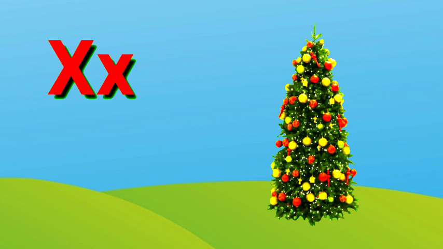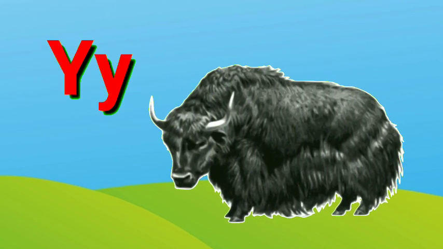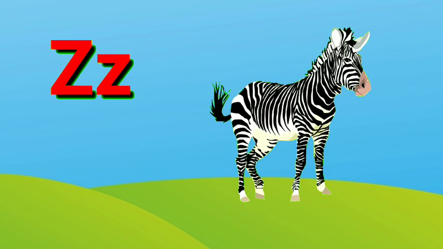X. X for Christmas tree. Christmas tree means sajavati ped. Y. Y for yak. Yak means pahari gai. Z. Z for zebra. Zebra means gorkhar.